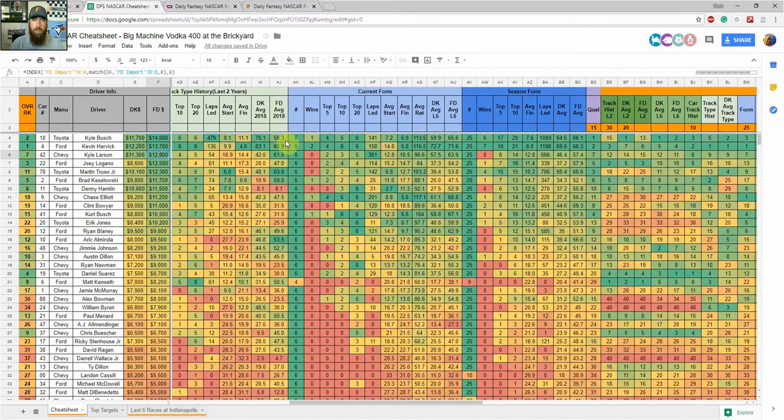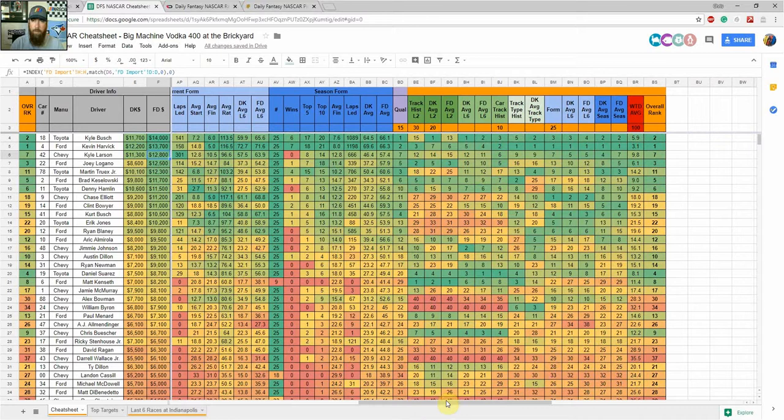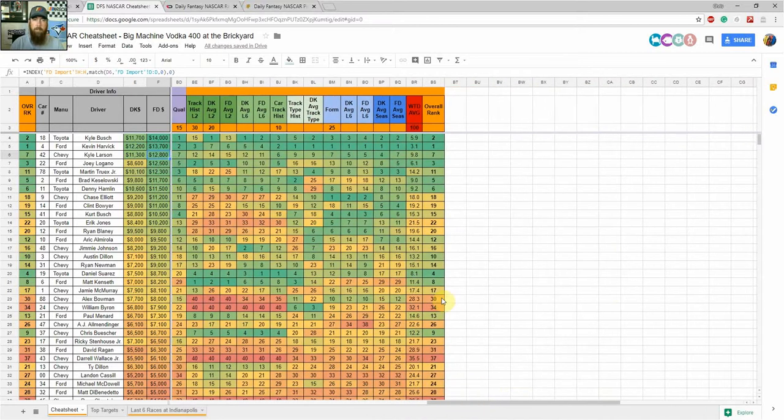We've got current form, last six races. We've got DraftKings and FanDuel average in those last six races. We've got season form with DraftKings and FanDuel average. I've got the qualifying here in purple. Normally we would see practice times, top 10 lap averages there as well.